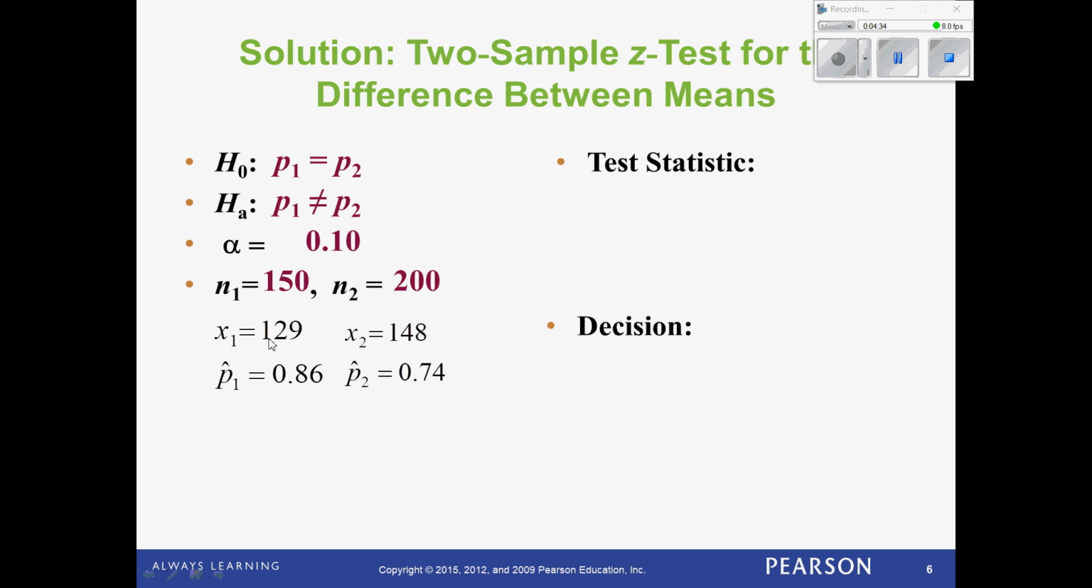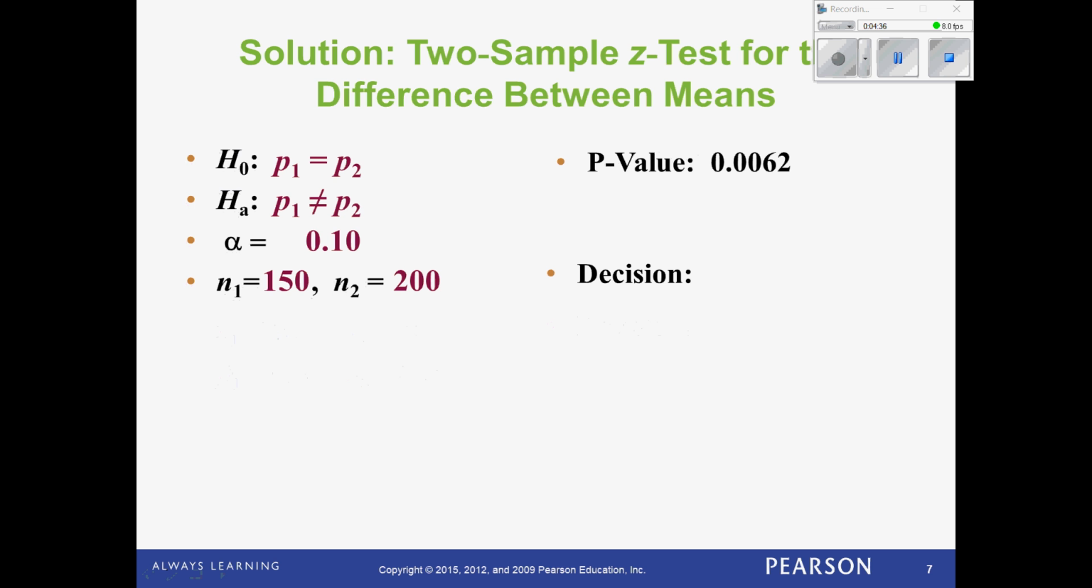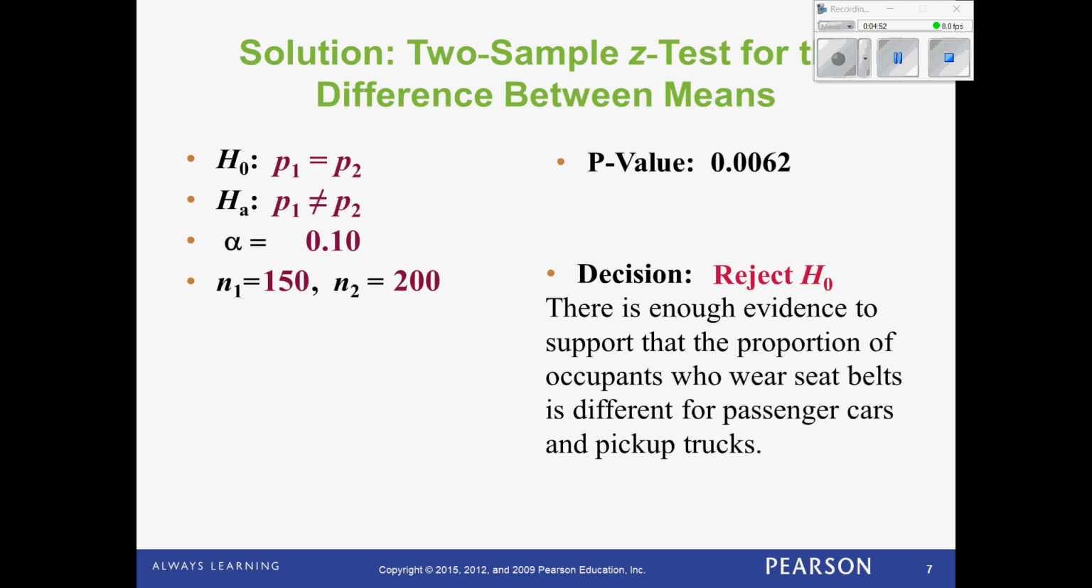Once we type those in, whether it be the calculator or the computer, we get a p-value of 0.0062, which is definitely less than alpha. So if it is less than alpha, we will reject H sub 0. And there we'll say there is enough evidence to support that the proportion of occupants who wear seatbelts is different in passenger cars than trucks. It doesn't necessarily say which one's higher or lower. All we're testing at this point is, are they not equal?